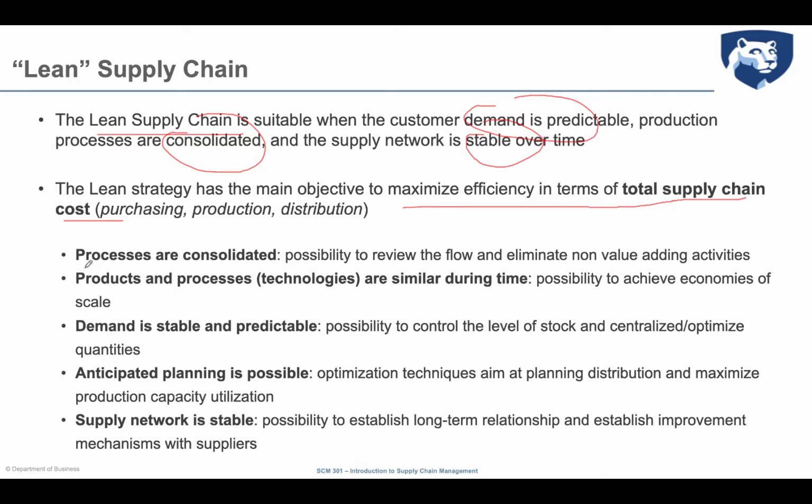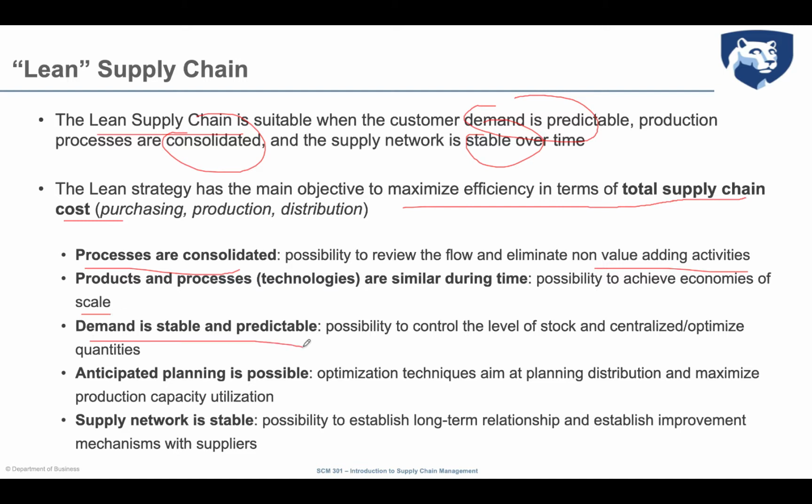That's why you see processes are consolidated, so there is the possibility to review the flow and eliminate non-value adding activities. So you can analyze processes that are consolidated and repetitive over time and improve their flow. Products and processes, in particular technology, are similar over time, so you can achieve economies of scale because volume accumulates on the same resources, so you can gain an efficiency advantage.